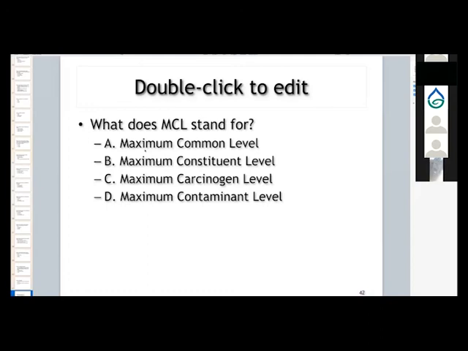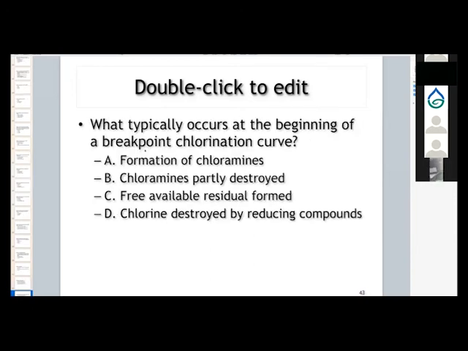What does MCL stand for? The answer is D, maximum contaminant level. What typically occurs at the beginning of a breakpoint chlorination curve? So the breakpoint chlorination curve describes what happens in relation to your chlorine dose. As you introduce chlorine to water that doesn't have any chlorine in it, first the chlorine will destroy the reducing compounds and not form any residual. So the answer is D to this question.